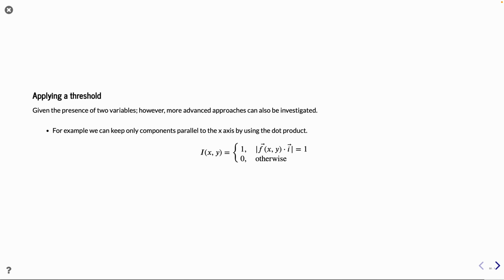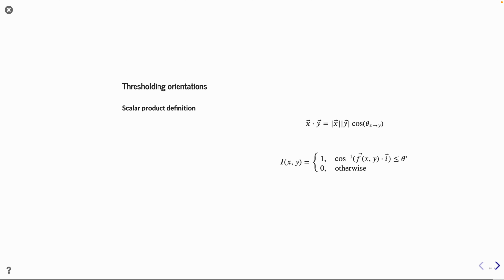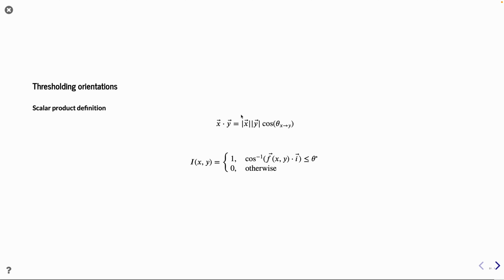We can also apply a threshold on different values. So in this case, we look at the direction and see what happens. Or actually the amplitude, sorry. We can look at the orientations, saying that if the angle of the vectors is within some interval, then we should set 1.